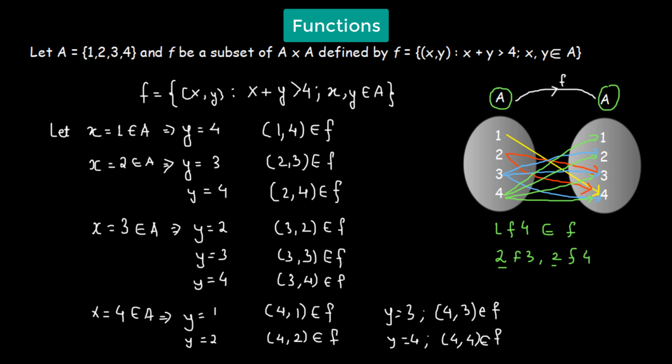So that means we have the element 2 in the first set A giving us 2 images in the second set A. So this means that 2 is not uniquely mapped. So this means that our given set F is actually a relation. It is not a function.